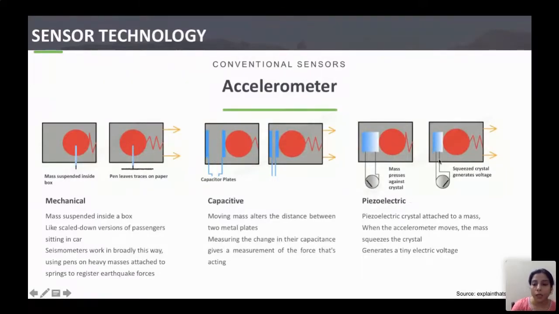In the piezoelectric accelerometers, there is a small piezoelectric crystal attached to the proof mass. So when it experiences an external force, the mass squeezes the piezoelectric material, which results in a small voltage, and that voltage can be used to measure the deformation in the piezoelectric material, and based upon that deformation, we can measure the acceleration.